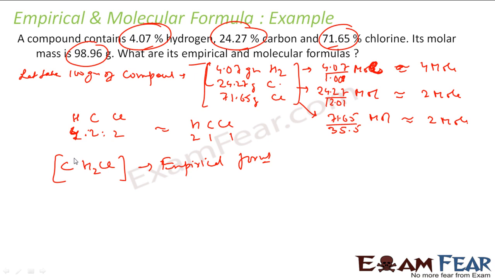Now I have to find the molecular formula. For the molecular formula, I told you that the molar mass is mandatory. The molar mass is 98.6. Let's find the molar mass of CH2Cl, which is carbon 12 plus 2 hydrogen into 1, and chlorine 35.5. So solve this, this becomes 12 plus 2 plus 35.5.